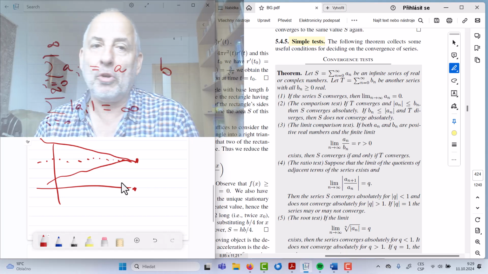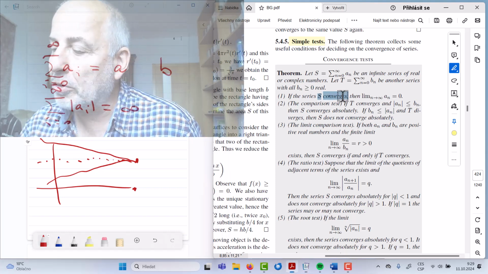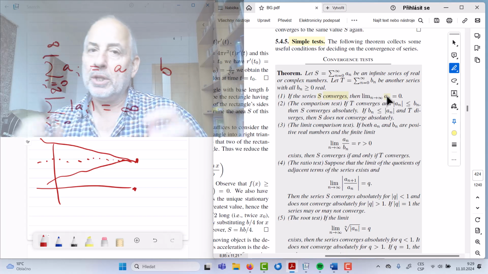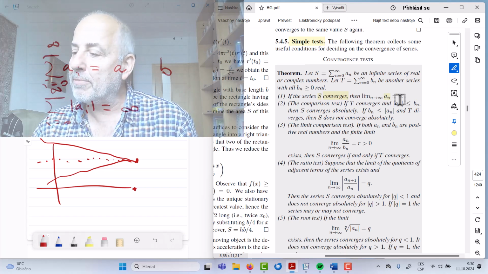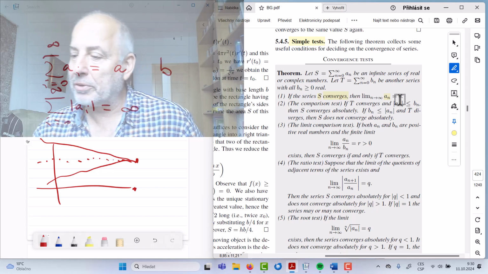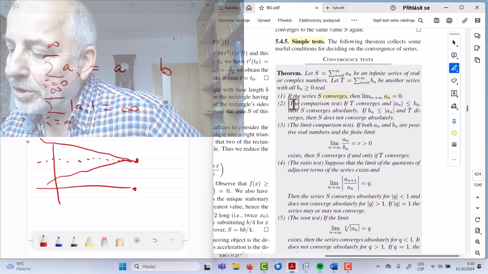So first of all, if the series converges, then necessarily the individual elements a_n must be smaller and smaller, and their limit must be 0. No excuse. That's a necessary condition, right? Then we have got the comparison test.